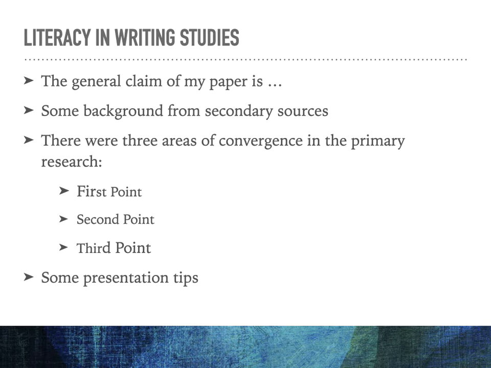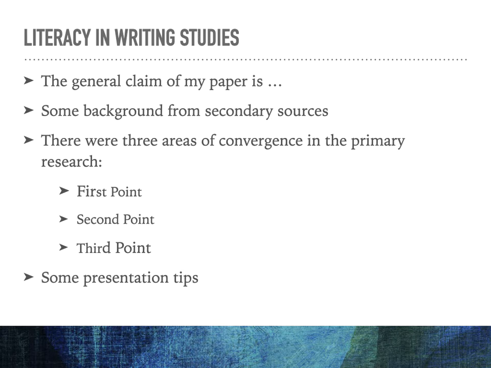So this initial table of contents slide serves several purposes. In the table of contents slide, you should list the things that are going to be in the subsequent slides. So, for example here, you might want to list the general claim of your paper. What is it that you found that you think is really important that people understand? You could also list some background information from secondary sources, or simply say that you're going to provide some context and put this on another slide.